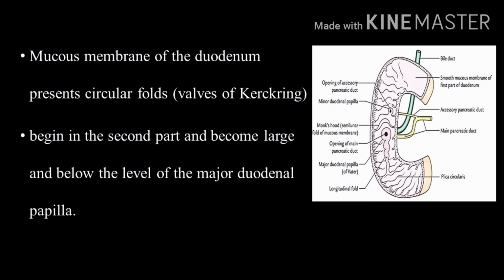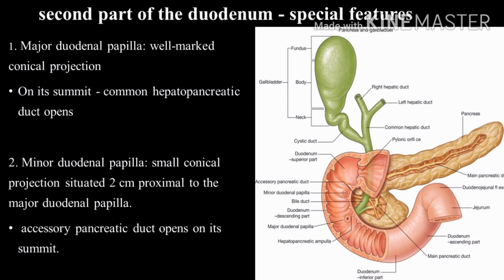The outermost part of the duodenum is the serous layer. It is mostly connective tissue. Being a part of the small intestine, the mucous membrane of the duodenum presents circular folds. These are called valves of Kerckring. But they begin in the second part and become large and closely set below the level of the major duodenal papilla. In addition to this, the interior of the second part of the duodenum presents a few special features.